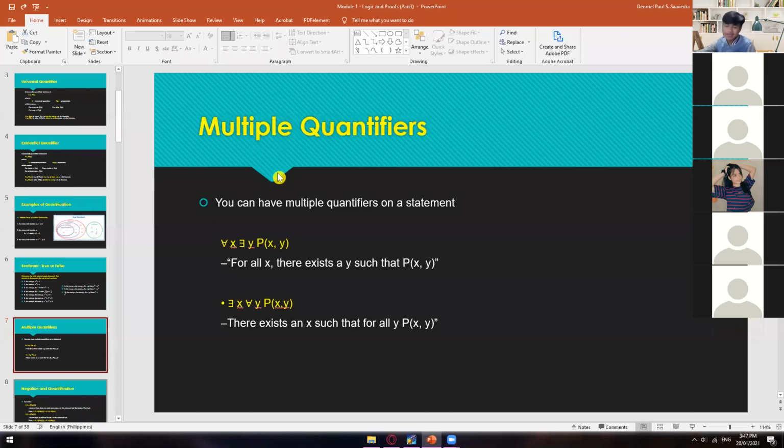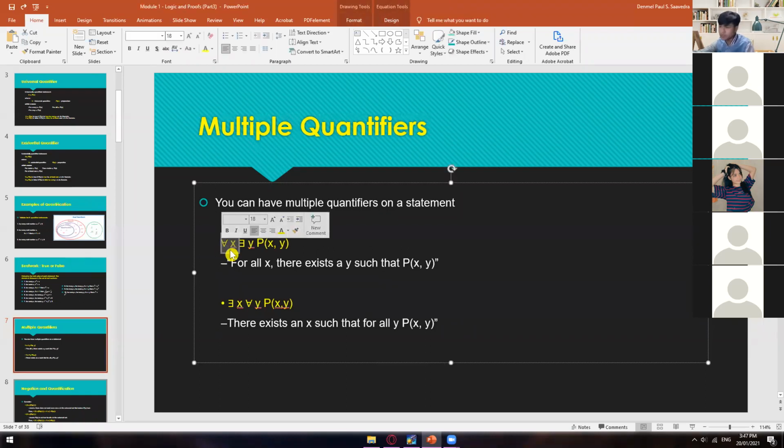Next one is having multiple quantifiers. You can actually have multiple quantifiers in a statement. For example, you can have a universal x and an existential y for the proposition P of x and y. You can read this as for all x, there exists a y such that P of x, y. Or the other way around, an existential x and then a universal y, which you can read as there exists an x such that for all y.